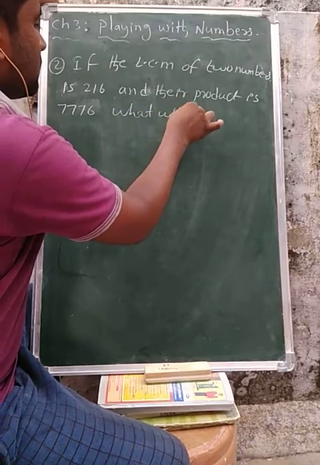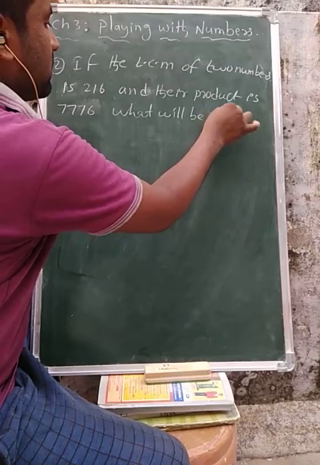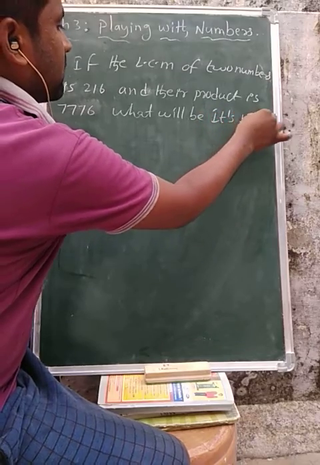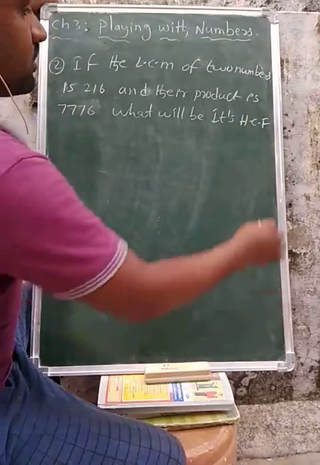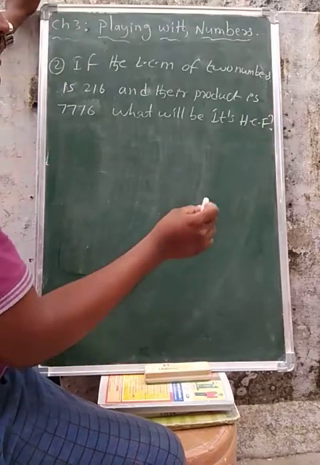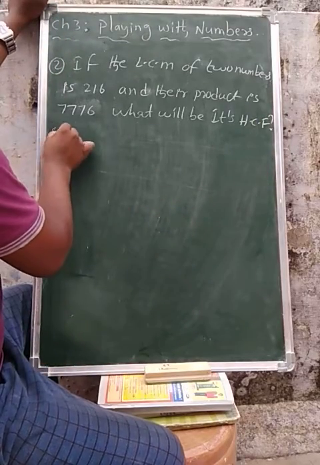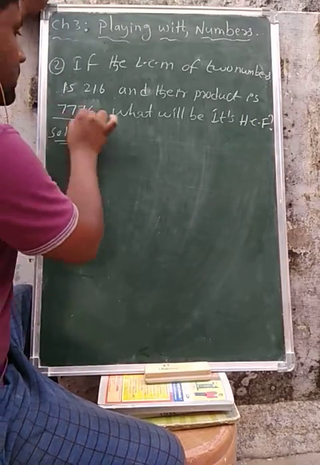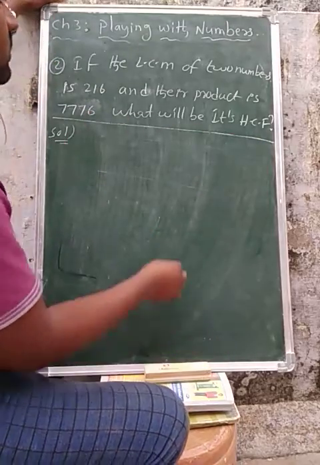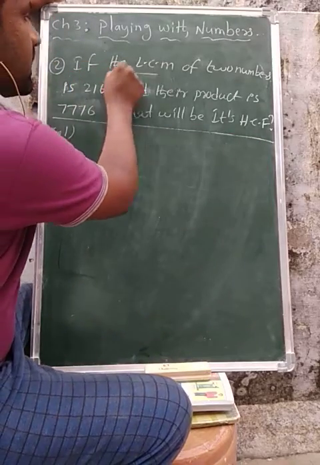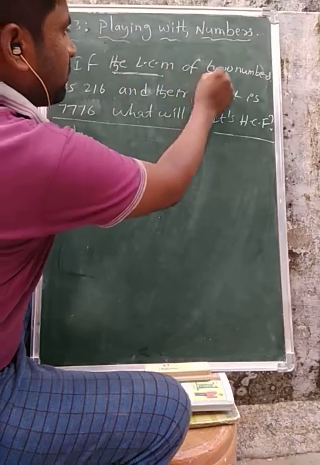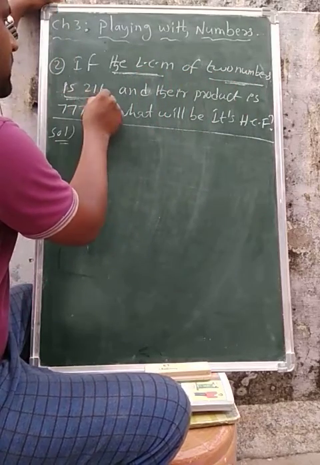What will be its HCF, highest common factor? Okay, so this is the question. Try to read the question carefully. What is the useful data? The LCM, least common multiple of two numbers, is 216.